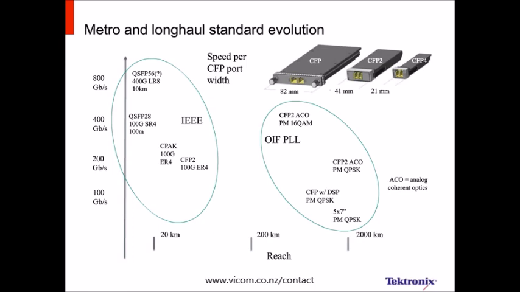To get more density, the DSP can be kicked out of the module. Now you can go to the CFP2 ACO, analog coherent optics, and that gets you the smaller width. So if you do 100G in that smaller width, now you've got 200 gigabit per second in that CFP width. But if you do 16 QAM with that same module, now of course you're going to double the gigabits per second you can get in that faceplate.